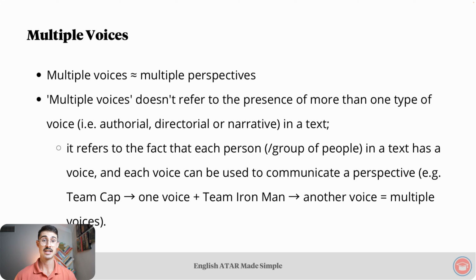For instance, Team Cap in Captain America Civil War, Team Cap is one voice, Team Iron Man is another voice. Together, they represent multiple voices in that text. Done! That's it for voice. I'm sorry for how long this lesson was. Hopefully you can see why it was necessary.